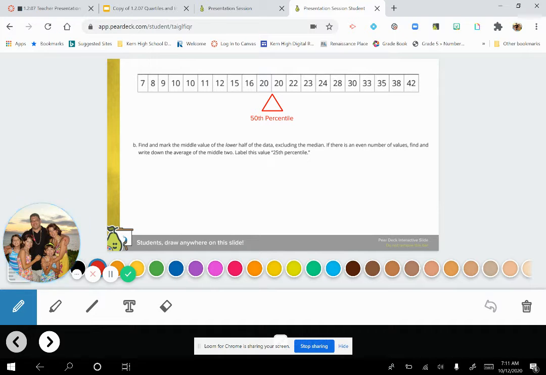So here it marks where the 50th percentile is. The lower half of the data, excluding the median. So this is the lower half of the data right here, but it does not include the median. Remember, the median's in between these two 20s. And there's the upper half right here. Remember, if you have an even number of values, you find the average of the two middles, like we did.